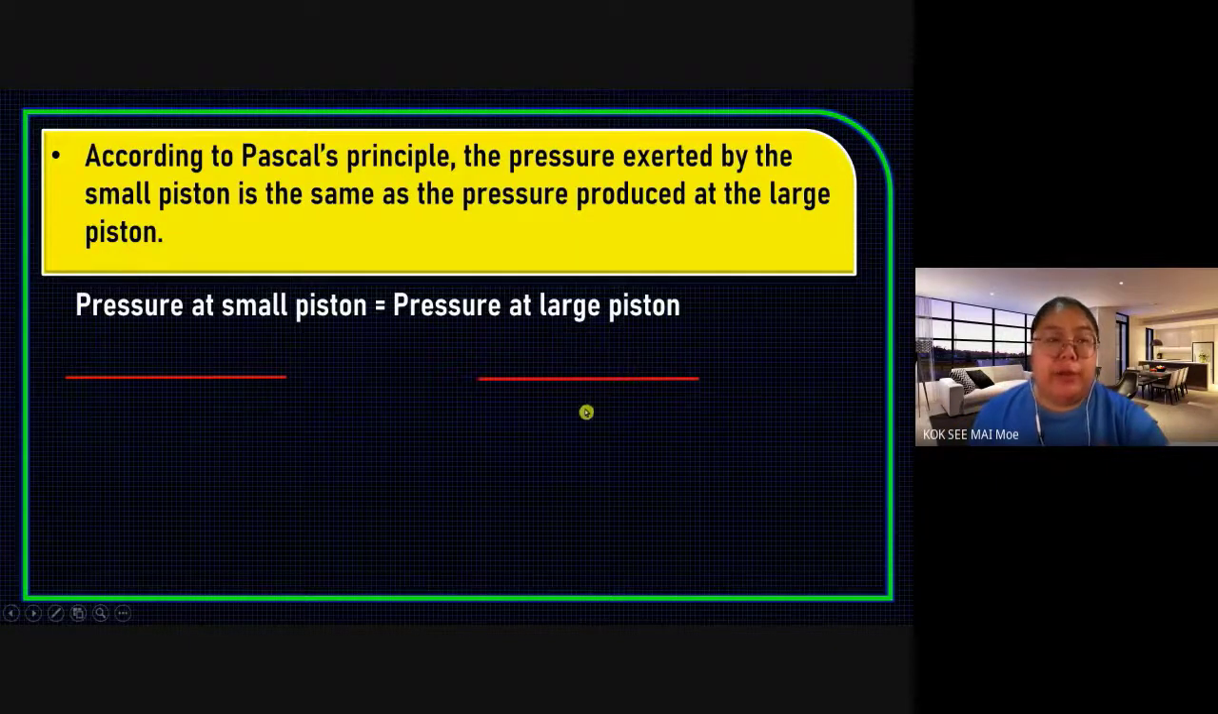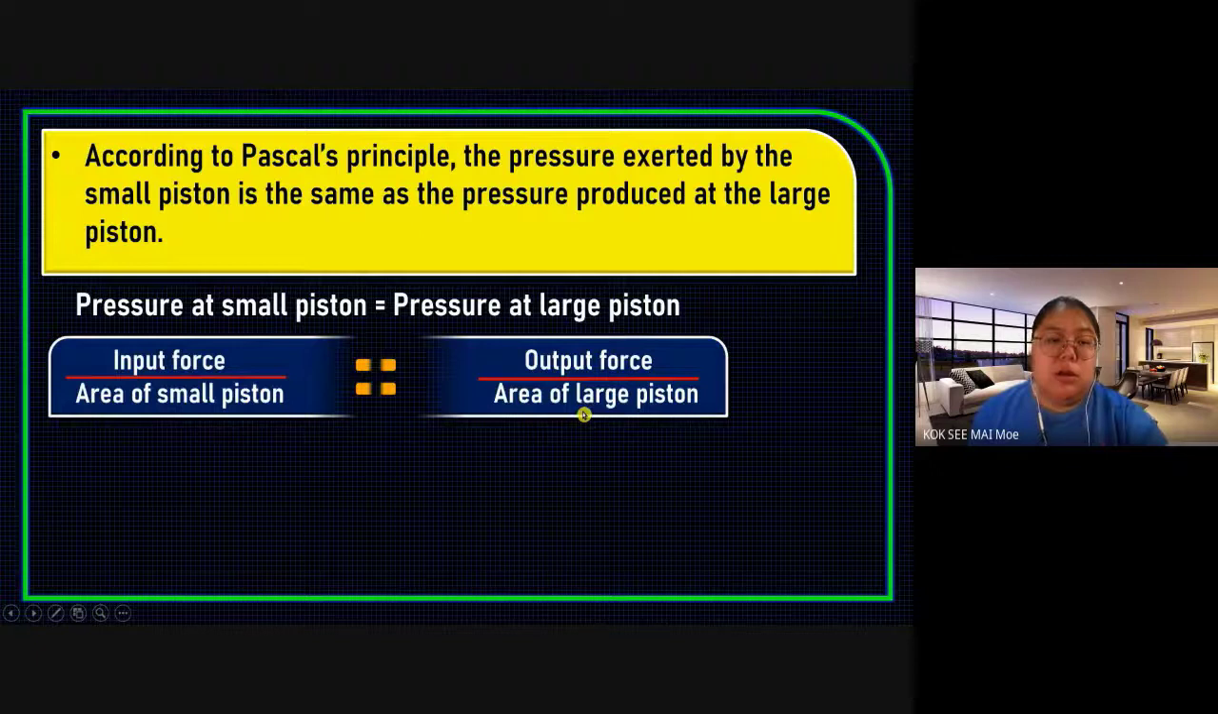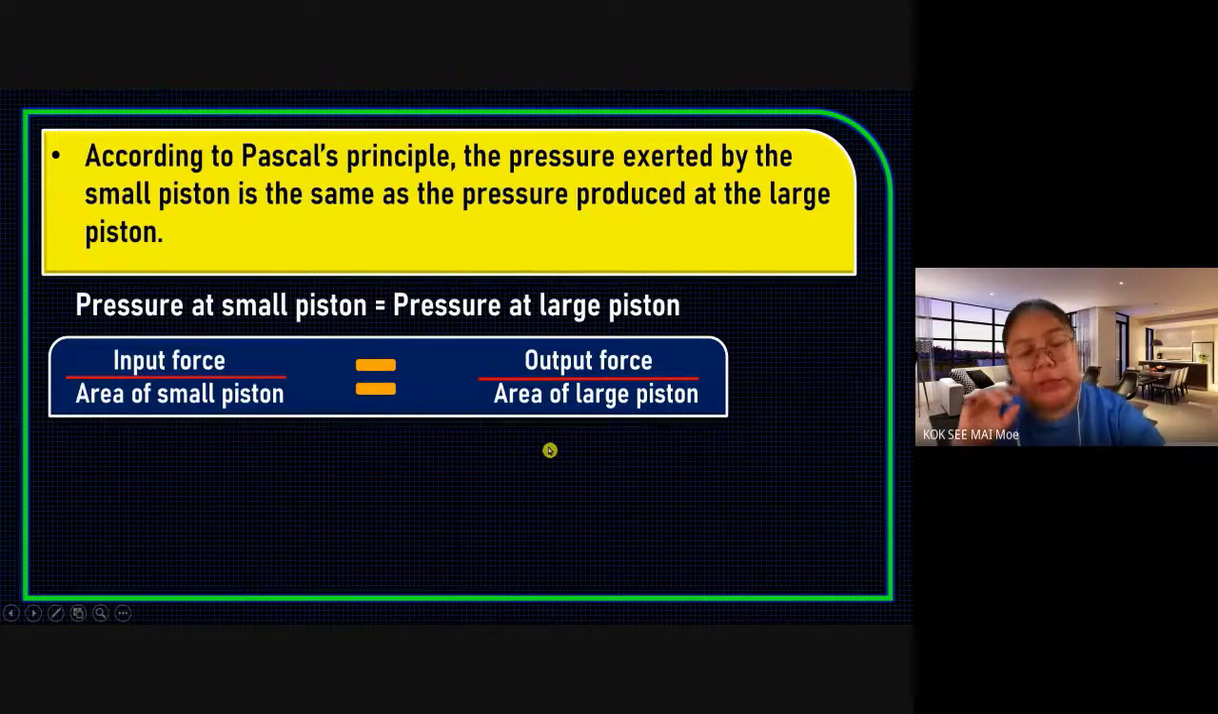So now I need to create the pressure formula. The pressure formula is force over area. So the input pressure is the input force over the input area. Then it equals the output: output force over output area. So this is the formula for Pascal's principle.